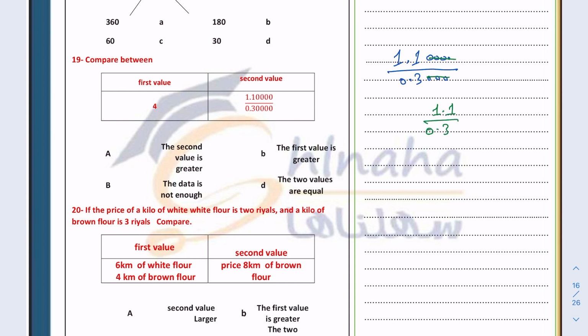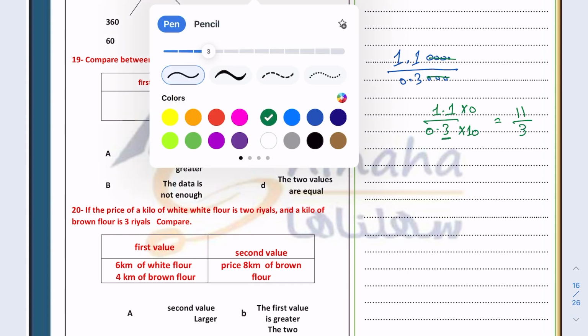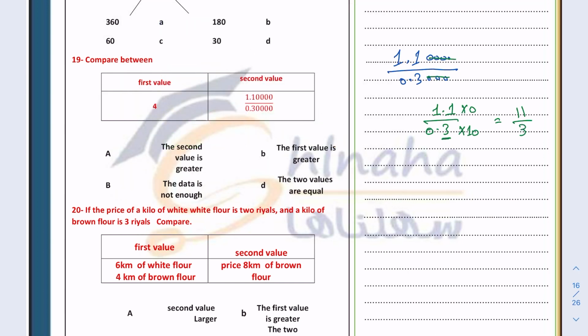We shouldn't have a decimal in the denominator, ever. What I should do, here how many decimal places? 1 decimal place. So if I have 1 decimal place, I will multiply by 10. 2 decimal places, I will multiply by 100. 3 decimal places, I will multiply by 1000. So here I will multiply by 10, and here also I will multiply by 10, which is 11 divided by 3. Which one is more? 11 divided by 3 or 4?